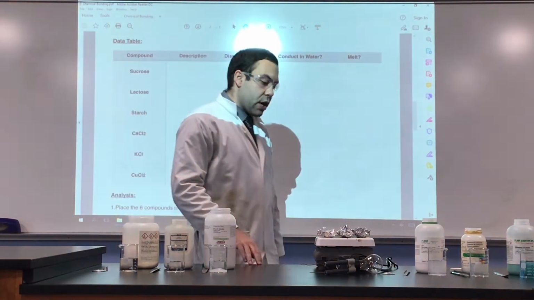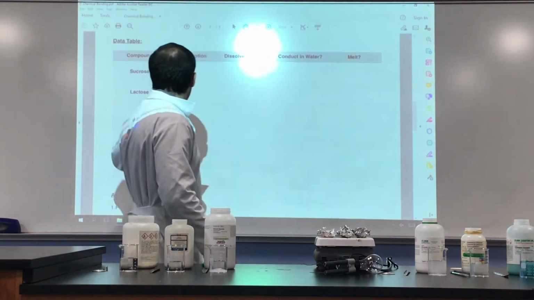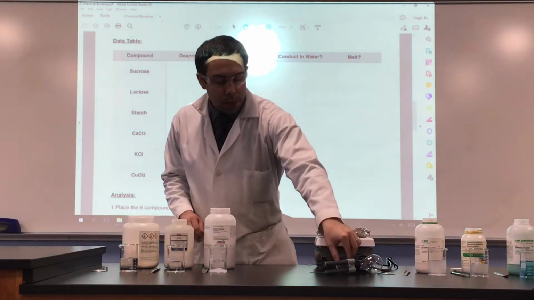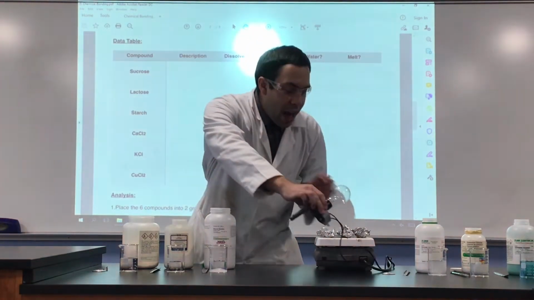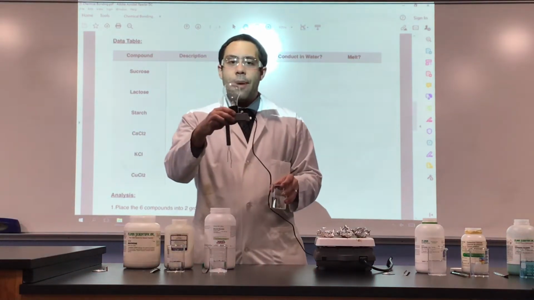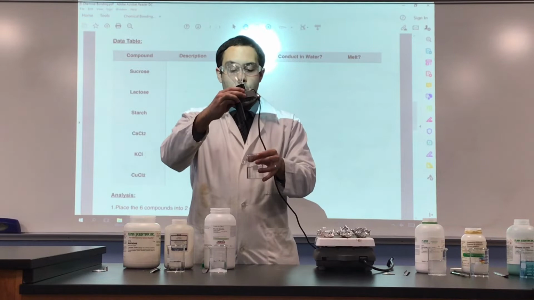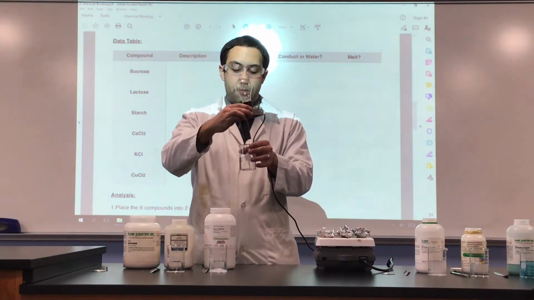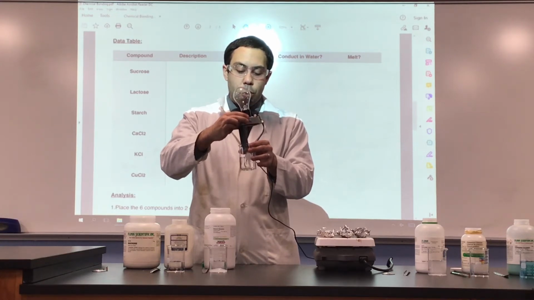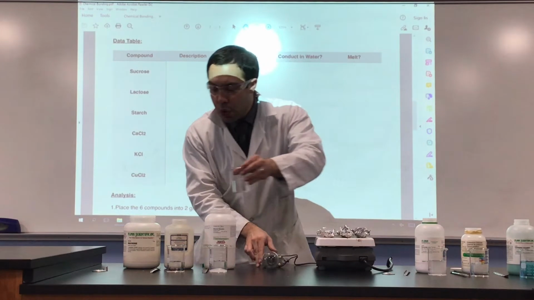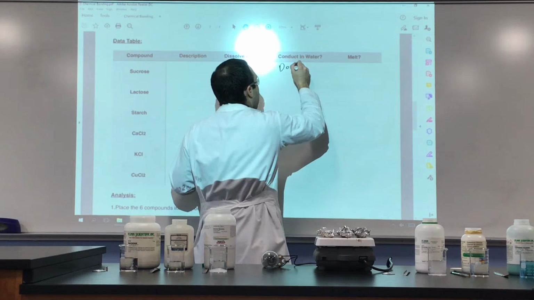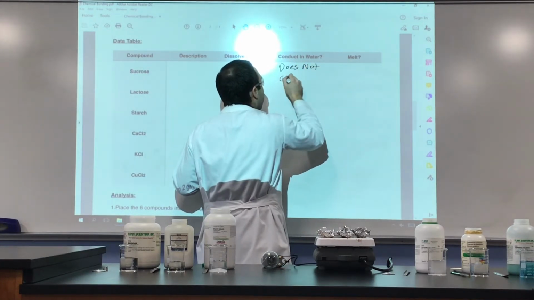But first, while we're here, we'll take the conductivity tester and we'll test if they conduct electricity in water. So we have the first one. We have our sucrose. If the light bulb goes on, it does conduct electricity. If the light bulb does not go on, it does not conduct electricity. So we place the light bulb into the solution. The light bulb is off. The sucrose does not conduct electricity. Does not conduct.